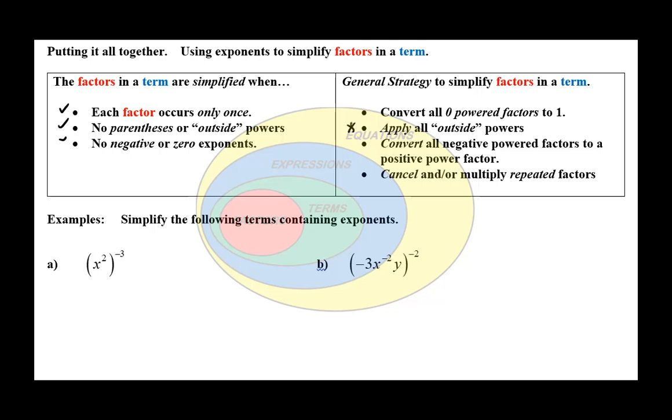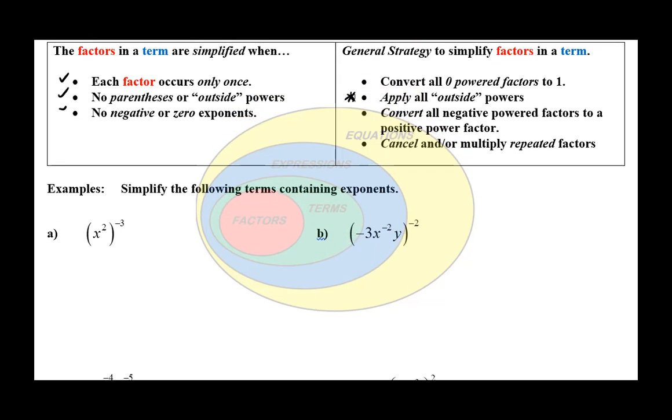One of the things that we'll do first, of course, any zero powered factors we're going to convert to one, but applying all outside powers, excuse me, and then converting all negative powered factors to positive powered factors, and then canceling or multiplying repeated factors. So if we look at a couple of examples here, these first two examples, we notice we have an outside power. So we're going to apply that power by multiplying exponents.